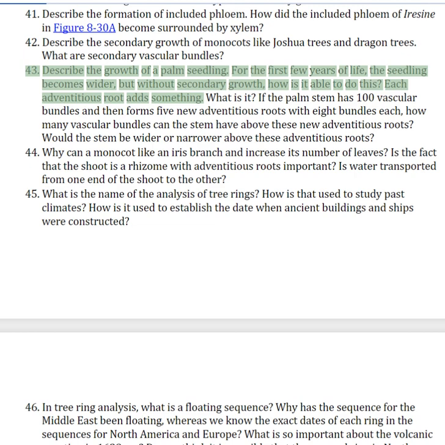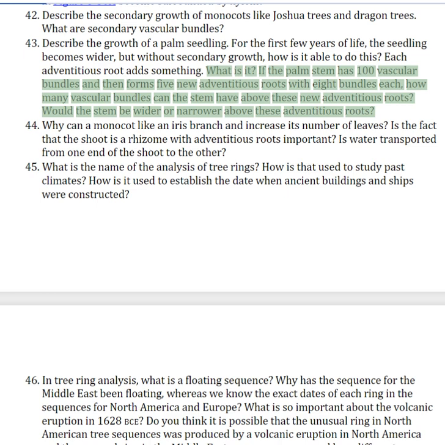43. Describe the growth of a palm seedling. For the first few years of life, the seedling becomes wider, but without secondary growth, how is it able to do this? Each adventitious root adds something. What is it? If the palm stem has 100 vascular bundles and then forms 5 new adventitious roots with 8 bundles each, how many vascular bundles can the stem have above these new adventitious roots? Would the stem be wider or narrower above these adventitious roots?